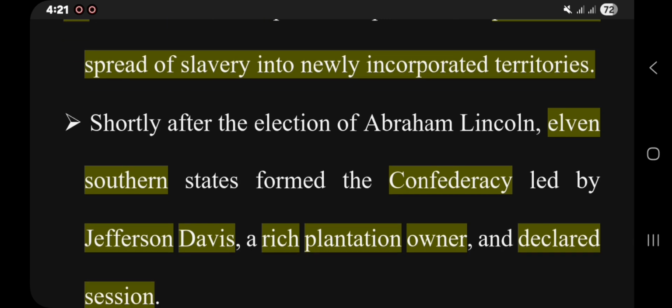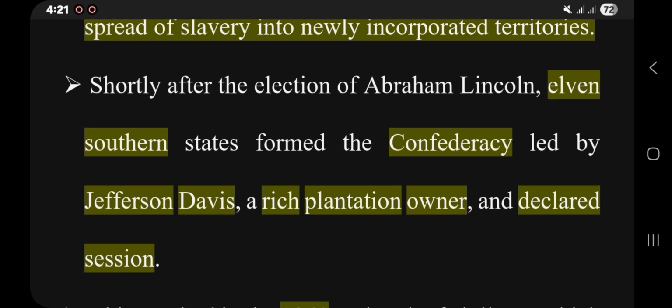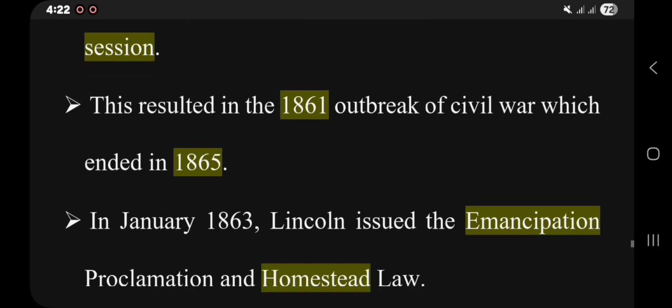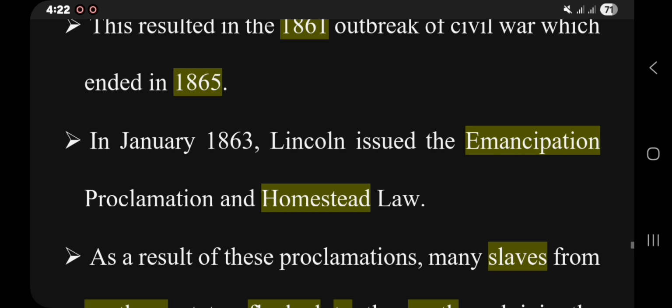Shortly after the election of Abraham Lincoln, 11 states formed the Confederacy, led by Jefferson Davis, a rich plantation owner, and declared secession. So this resulted in the 1861 outbreak of the Civil War, which ended in 1865. At the beginning of the Civil War, the Southerners inflicted victories, but later on they did not keep their victory because of the two proclamations issued by Abraham Lincoln.